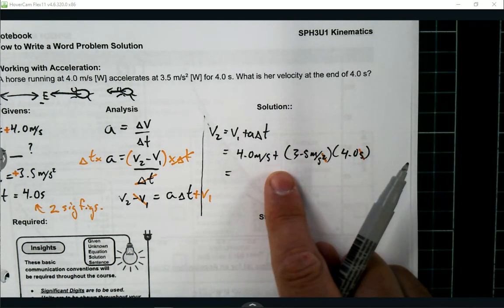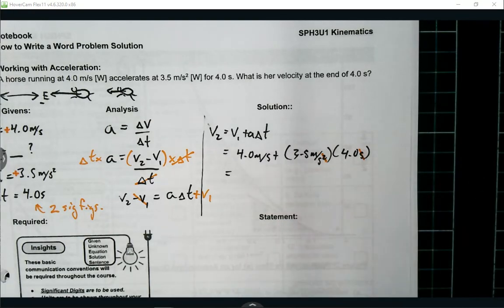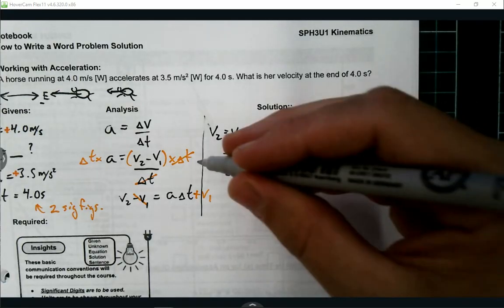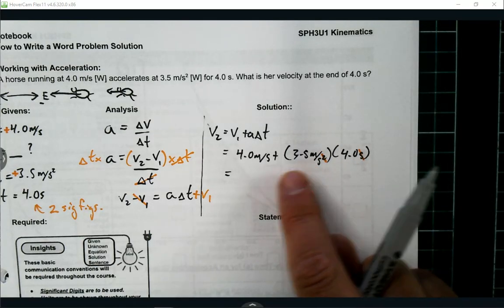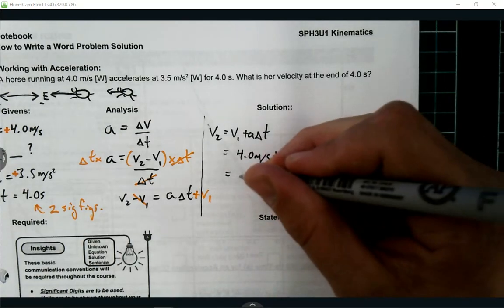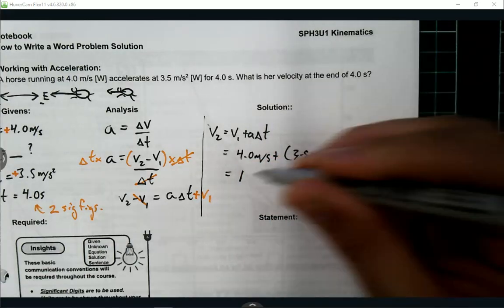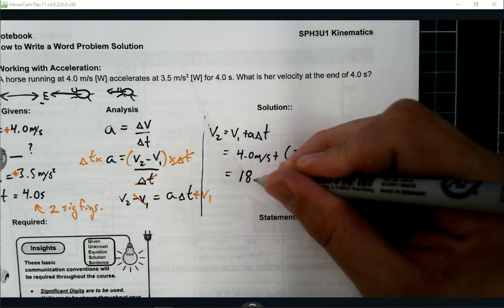So 4 plus 3.5 times 4, somebody with a calculator, what does that end up being? Should be, starts with an E, 18.0. Look, 4 times 3.5 should be 14, plus 4 is 18. In my defense, I didn't do the 4 plus 0 yet. I did that next step. Okay.